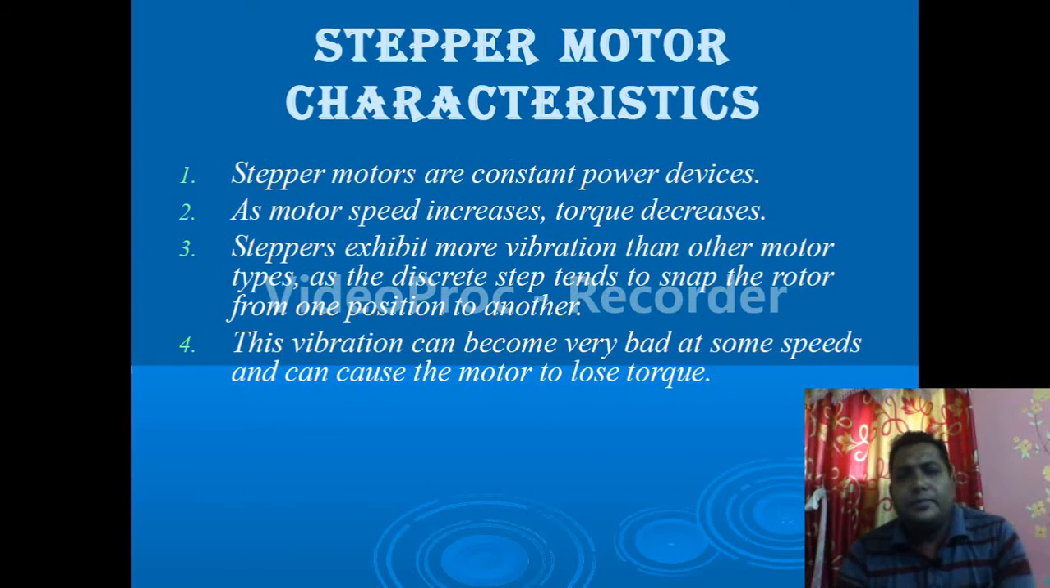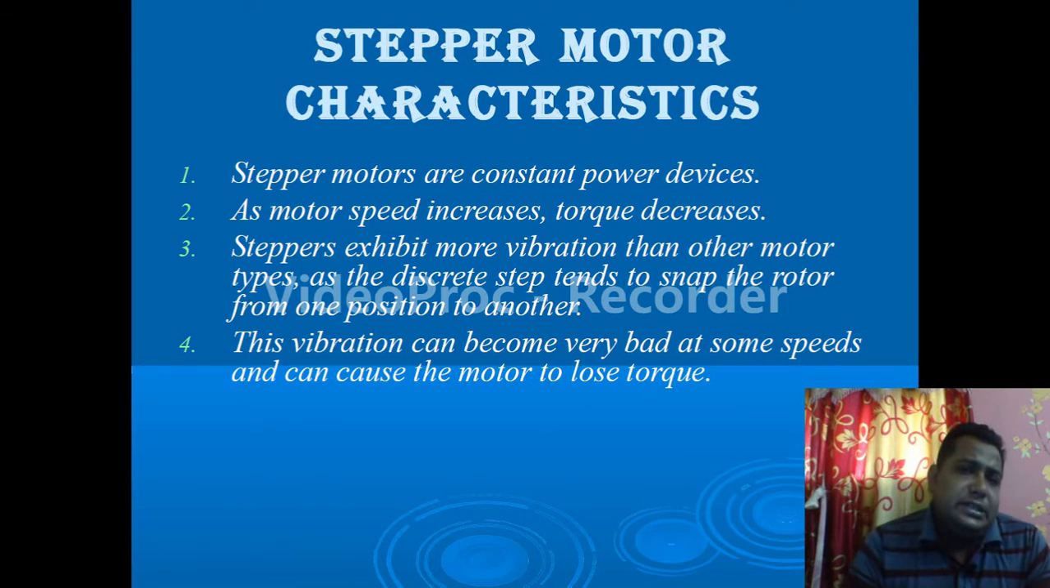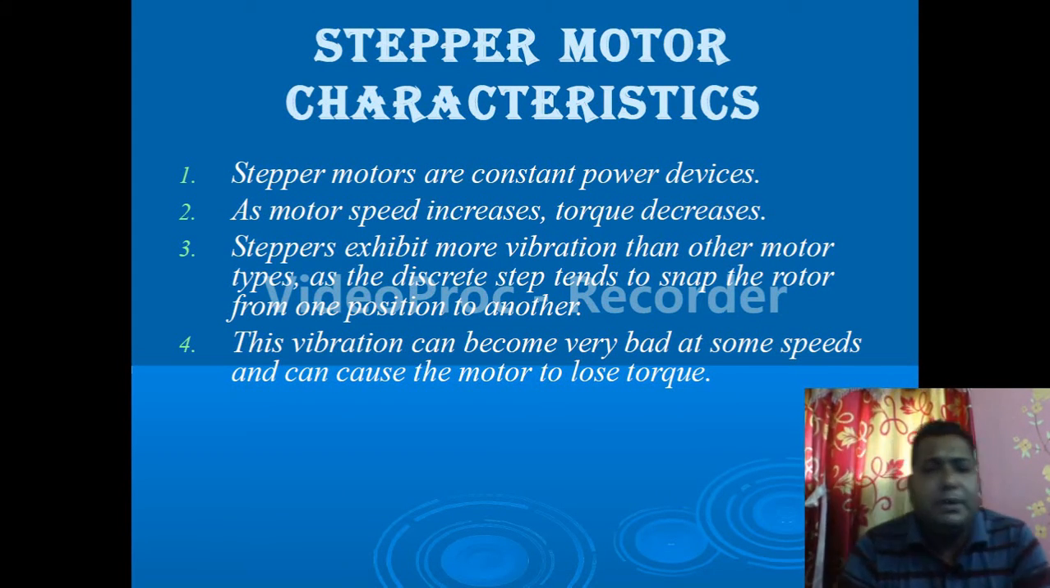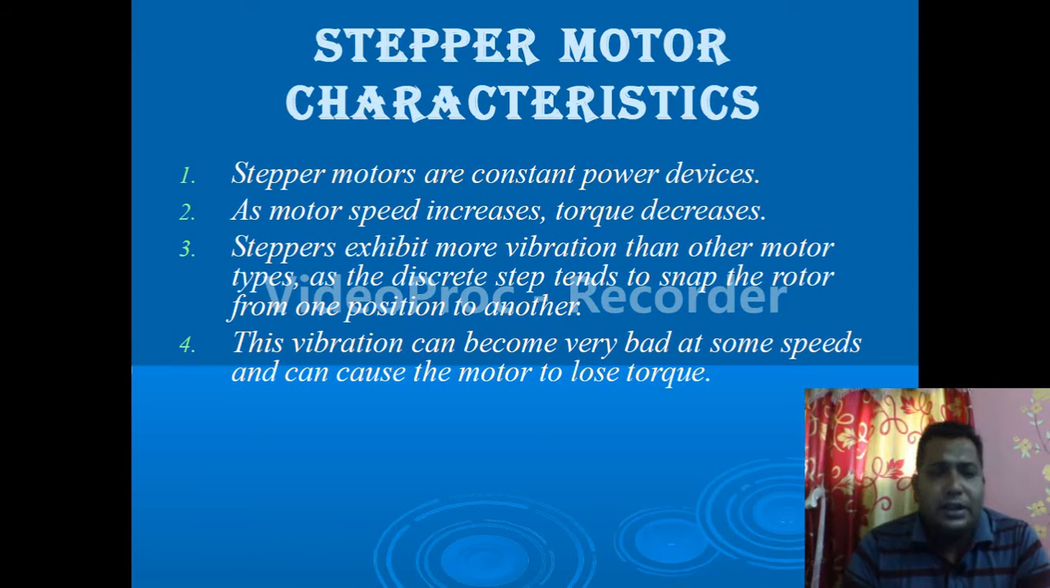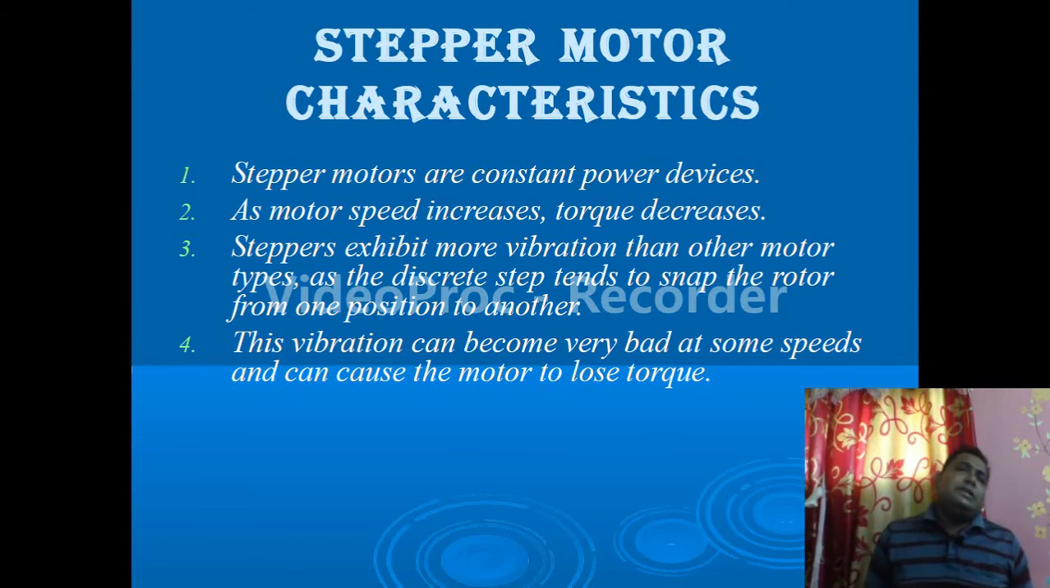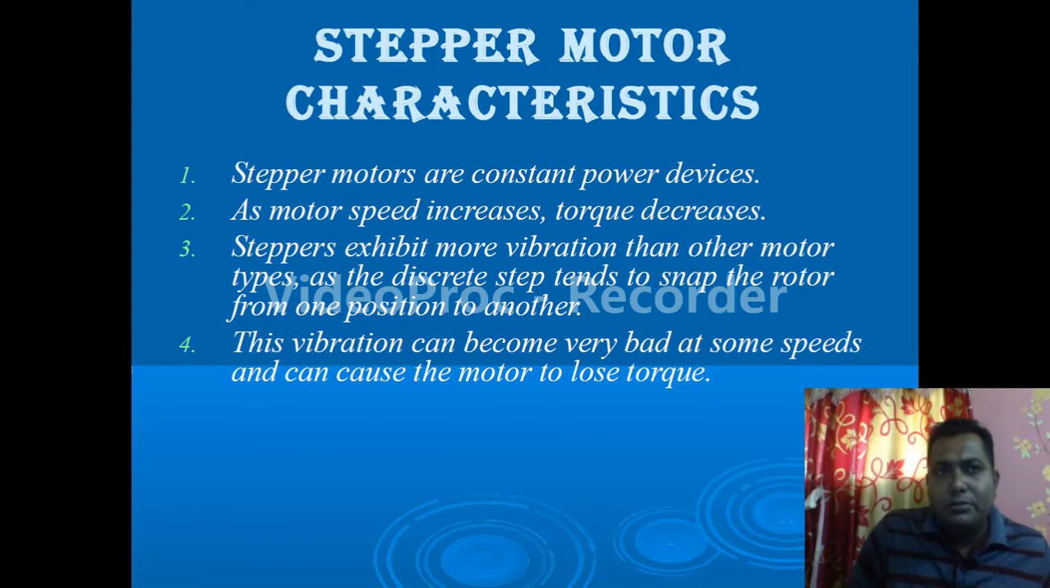Now coming to the stepper motor characteristics. What characteristics do we have in the case of the stepper motor? Stepper motors are constant power devices: as motor speed increases, torque decreases. Steppers exhibit more vibration than other motor types, as the discrete step tends to snap the rotor from one position to another. That means the stepper motor always has higher frequency and higher vibration than the rest of the motors.